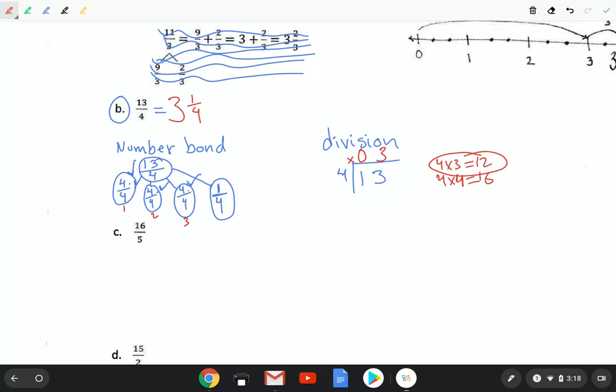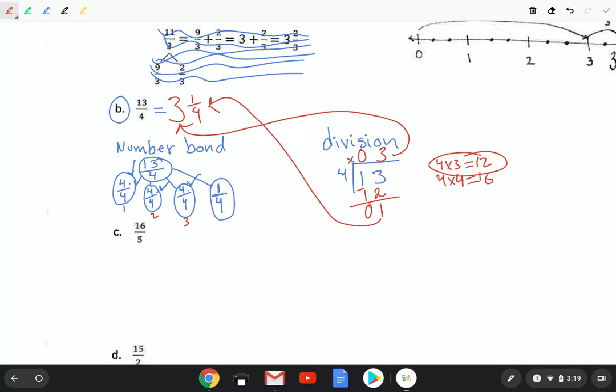So I put 3 in there, and then 4 times 3 is 12, and 13 minus 12 is 1. And so there you have it. We made a total of 3 equal groups here, 3 groups of 4, and that's my whole number in here. Then the remainder is 1, and we know remainder means what's left. 1/4 is left.